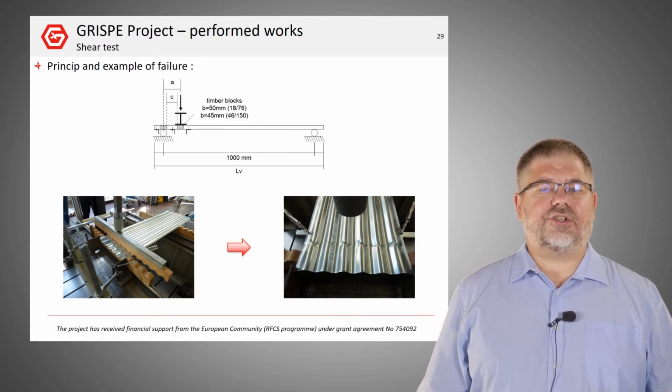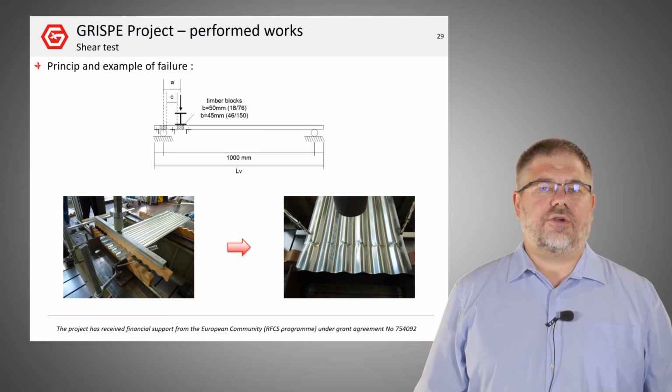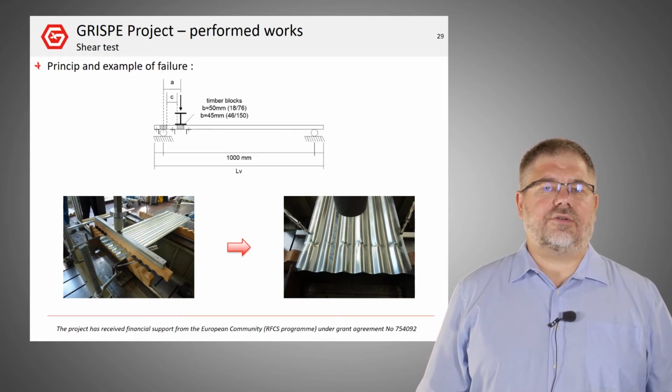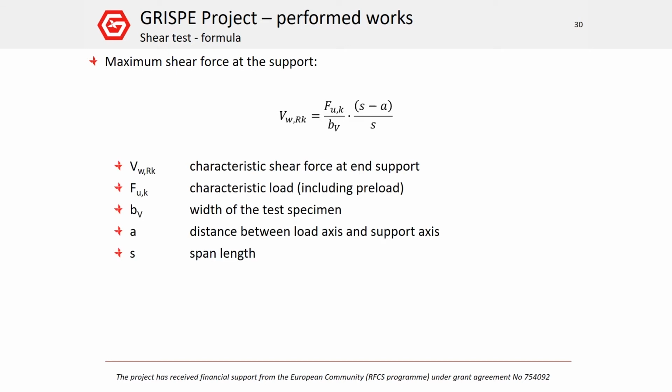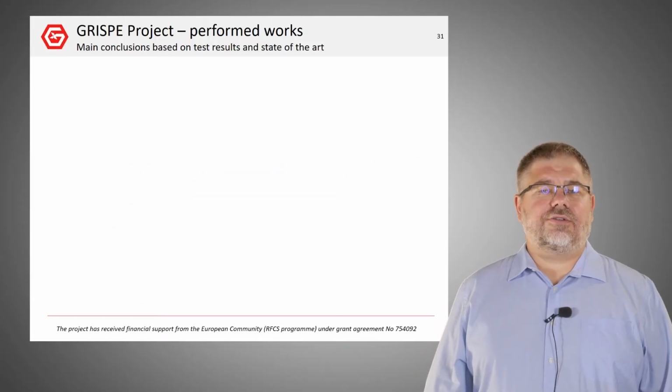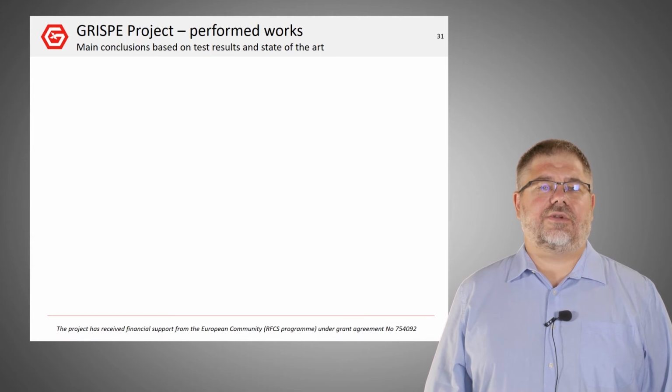The shear resistance was the object of the last type of test. For this test, the steel sheet is put directly on support according to Annex A of Eurocode 3-1-3. The line load is applied directly on the product. The characteristic value is calculated using the presented equation with FUK, the characteristic test load, BV, the width of the test specimen, A, the distance between load axis and support axis, S, the span length, and we neglected the self-weight of the test specimen. Main conclusions of the test campaign are the following.